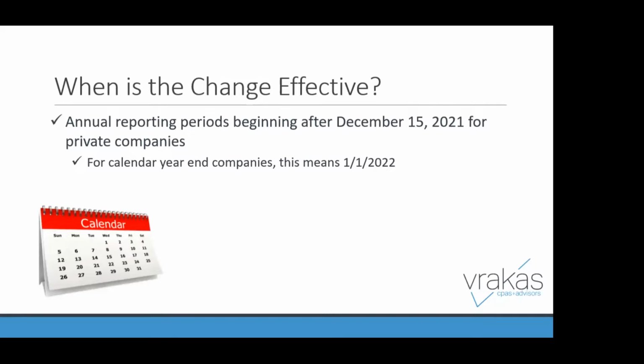When is the change effective? If you're a private company, it's for annual reporting periods beginning after December 15th, 2021. So essentially, if you're a calendar year-end company, that means you're going to adopt this new standard on January 1st, 2022. Now, if you only do annual reporting, you maybe won't start worrying about this until towards the end of 2022 when you have your first financial statements coming due. But if you do any type of monthly or quarterly reporting in accordance with GAAP, you would need to adopt at the appropriate time so that those financial statements are in compliance.